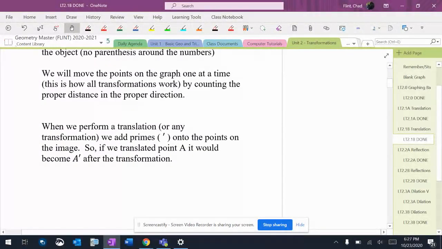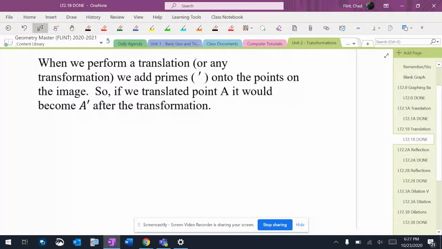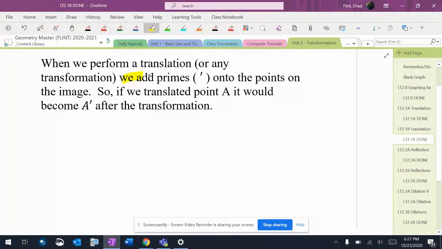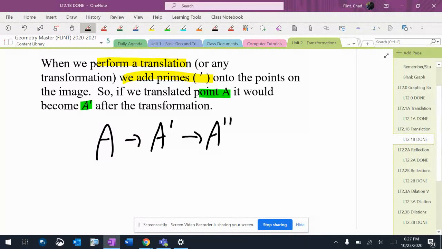All right. So the one thing that we haven't talked about, we talked about it a little, is that we have to add primes when we perform any translation or transformation. So if I have point A and I do something to it, it becomes A prime. We're going to add these primes on. If I did two things, it would go from A to A prime and then to A prime prime, and then I can keep adding primes on. This is so you can tell where the points come from.